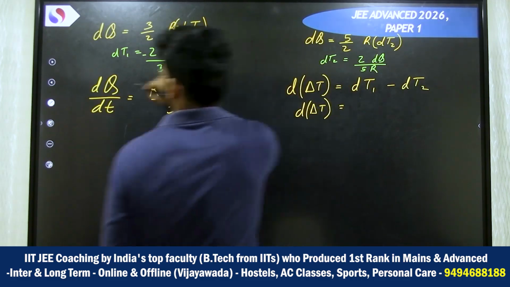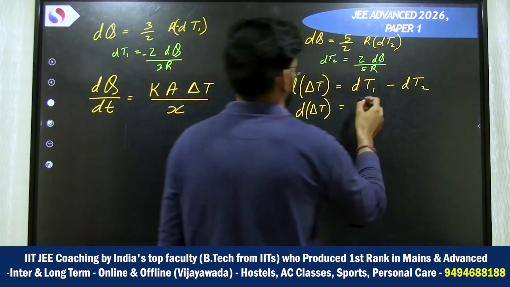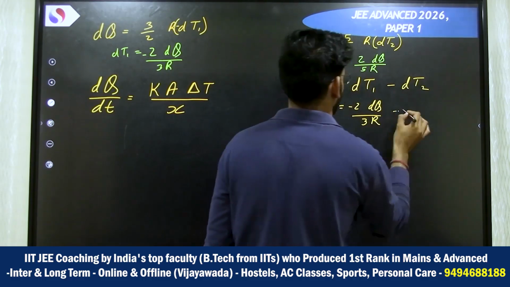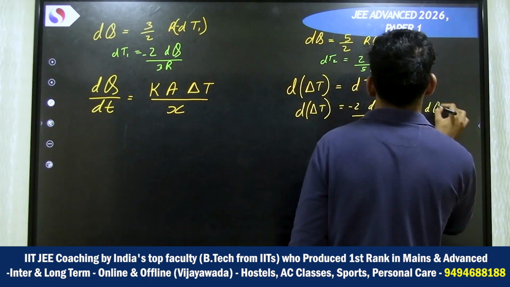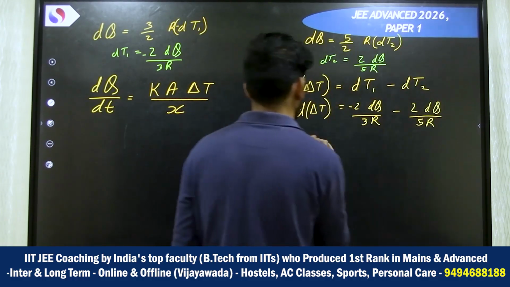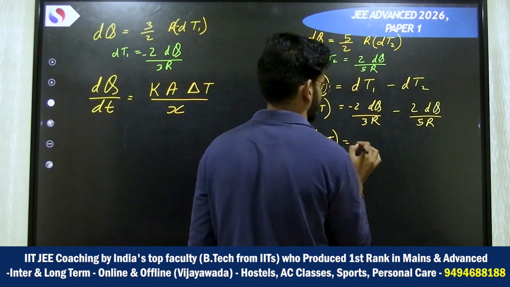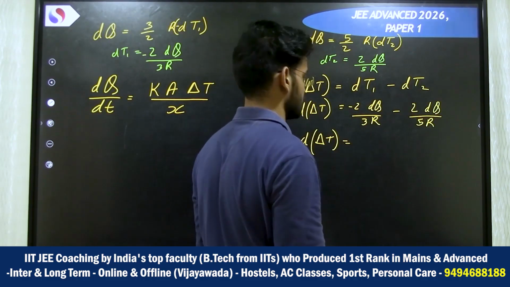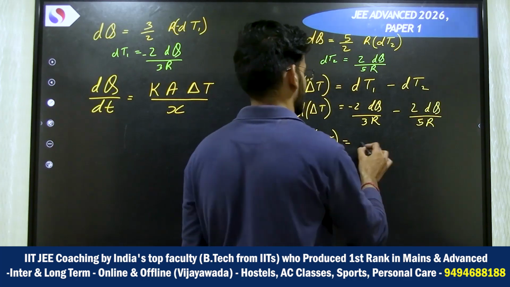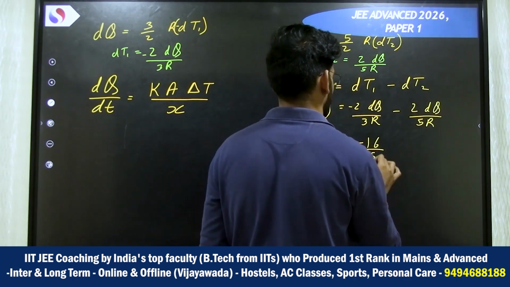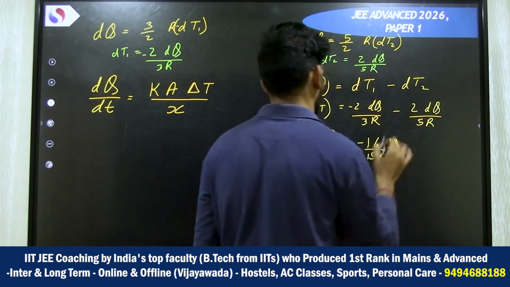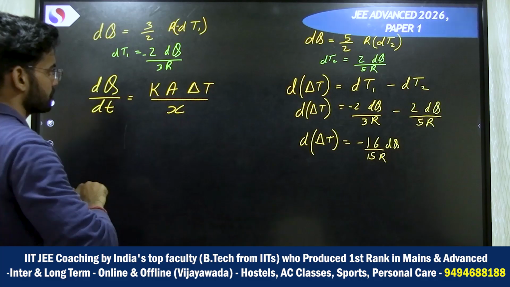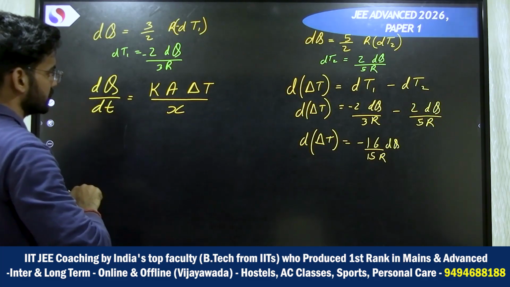If you put the values here, what will come? dt1 minus 2 dq by 3r, minus dt2, which will be what? 2 dq by 5r, right? So d of delta T will be what? LCM if you take, 3 times 5 is 15, this will be 10, minus 10 minus 6, 16. So this will be minus 16 by 15r dq. Okay, this will be your thing. Rest all things are given like that only, right?